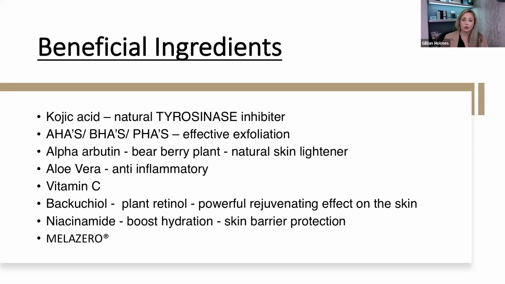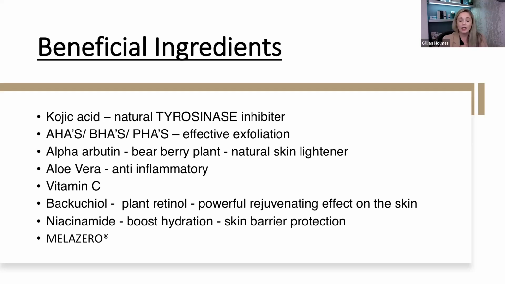Alpha-arbutin is a natural skin lightener. Anything that's anti-inflammatory, aloe vera as an example. We need that anti-inflammatory element in any hyperpigmentation home care in order to support and protect that hyperpigmented skin. Vitamin C is an antioxidant. Bakuchiol is a plant-based retinol. Retinol, again, has a powerful rejuvenating effect on the skin, and it also has a slight exfoliatory effect as well.